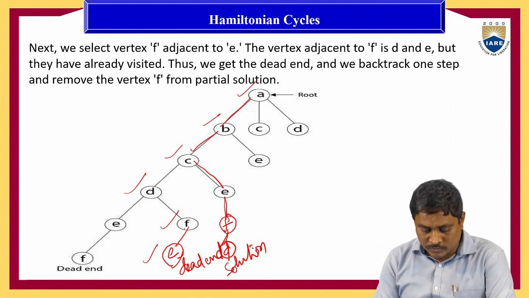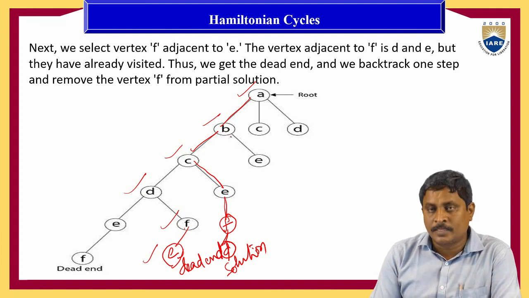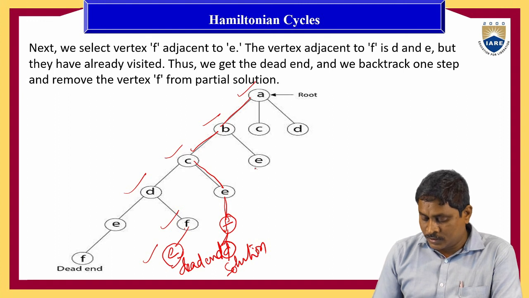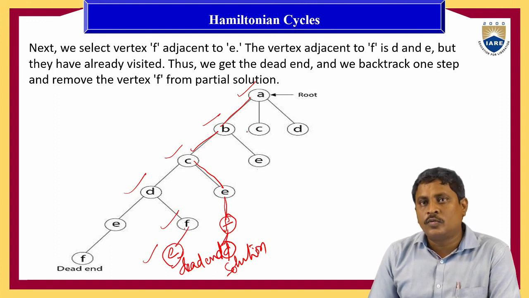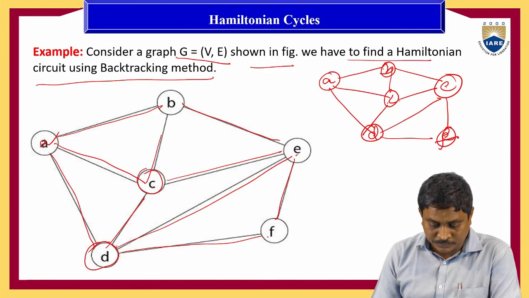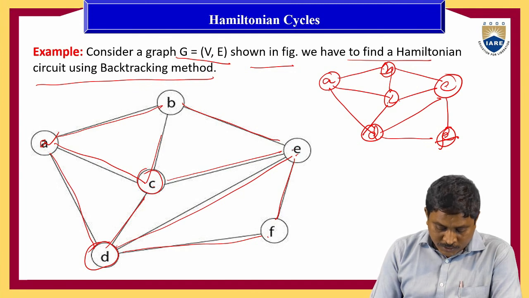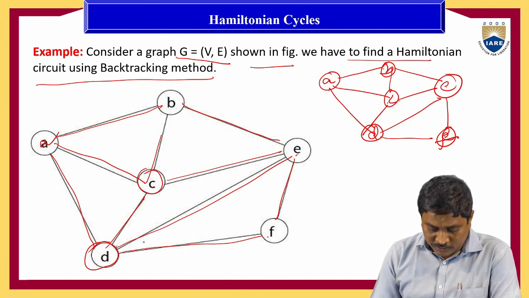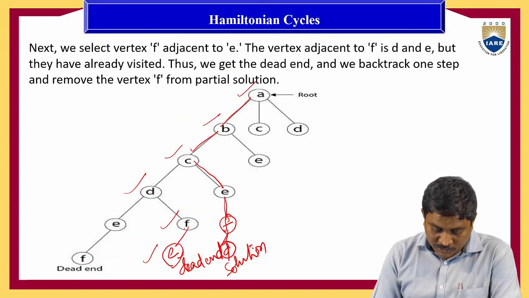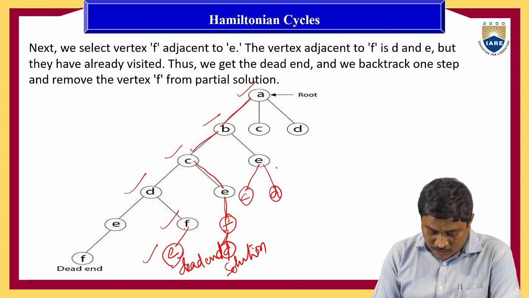Now suppose we come back to here: A to B, B to E. Now here we see that E is adjacent to which vertex? A to B, B to E, E to C, D, F. So E is adjacent to C, D, and F.